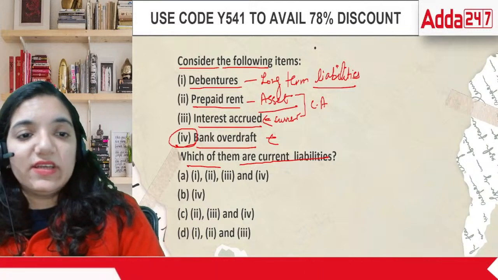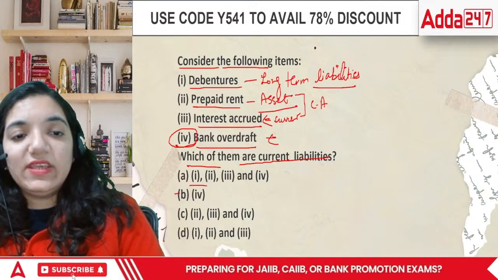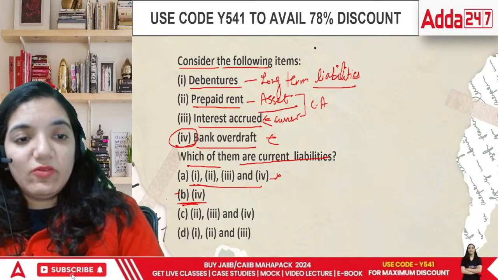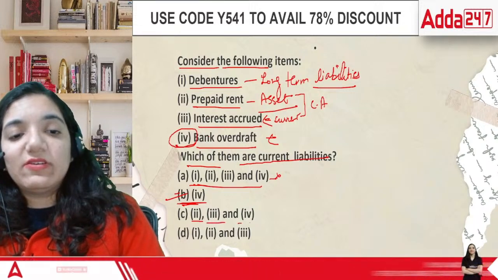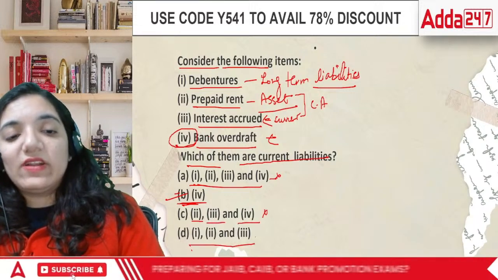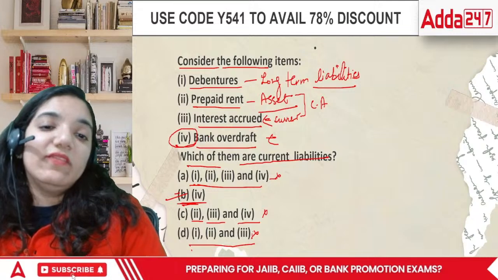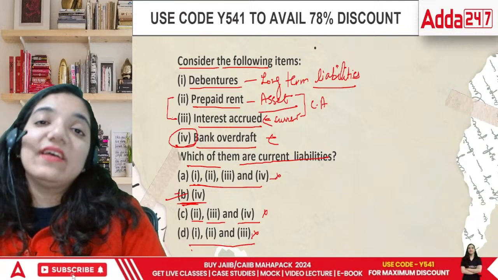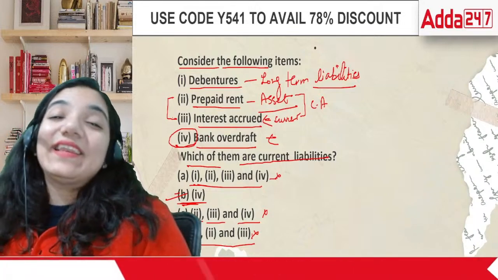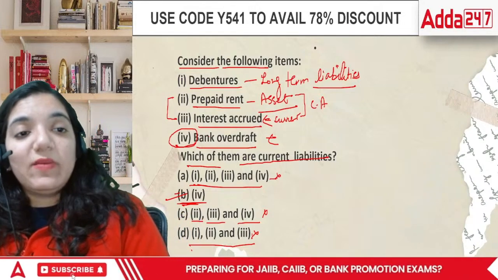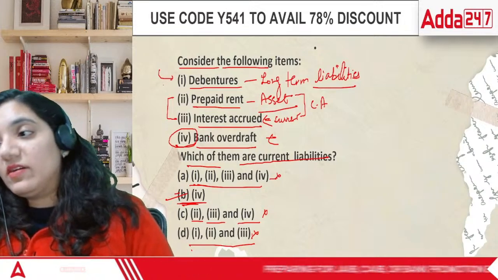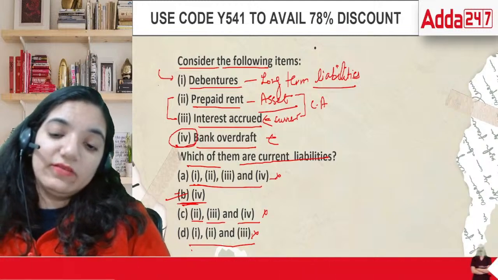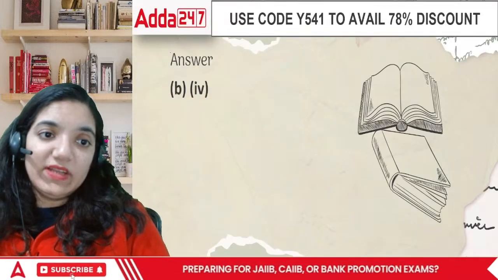So the answer is 1, 3, 1, 2, 3, 4, all? No. Is it B? Fourth? That's correct. Second, third, fourth? Again, no. And 1, 2, and 3 are definitely not there. These two are current assets, the assets which materialize in less than 1 year. And debentures means the money that we have to pay within the time span of the next 1 year. The answer is 4.